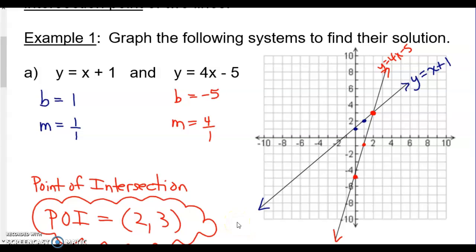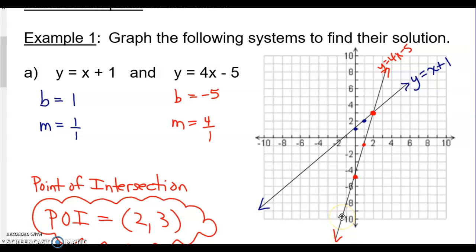I connect arrows on the end to indicate that my line continues on, and I label my work, y equals x plus 1. I'm going to repeat this for my second line, y equals 4x minus 5, starting with my y-intercept, which is negative 5. On my y-axis, move to negative 5, and I mark it there with my red dot. My slope is 4. I want to read that as a fraction, so it's 4 over 1. So starting from my y-intercept of negative 5, I'm going to move up 4, rise 4, and run 1. There's my second dot.